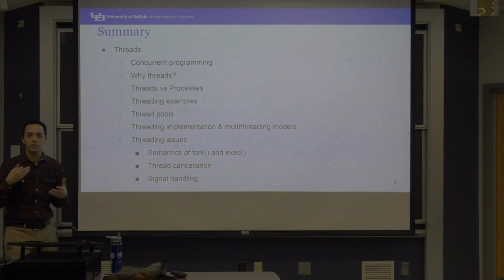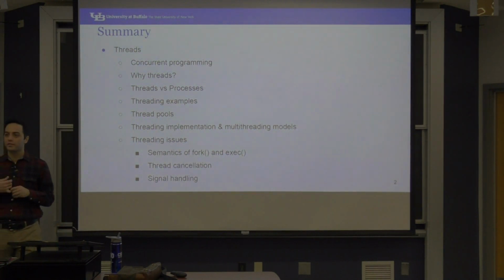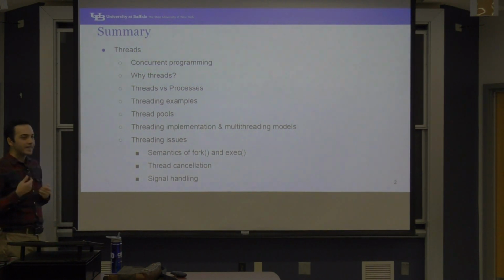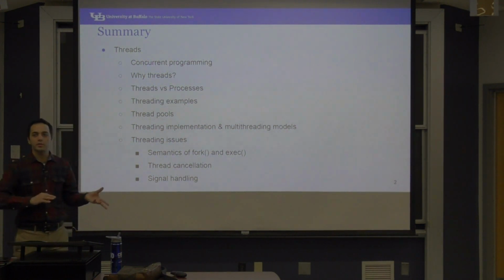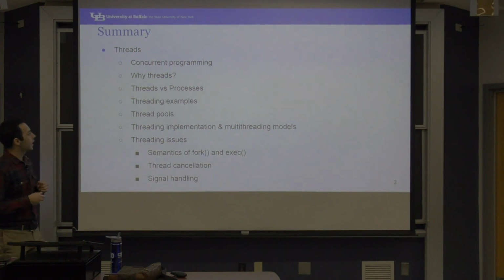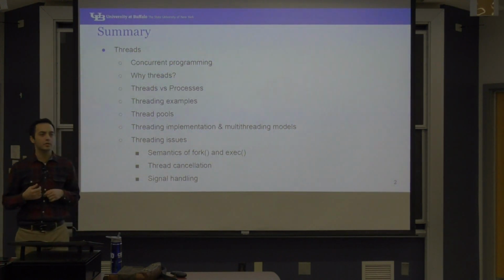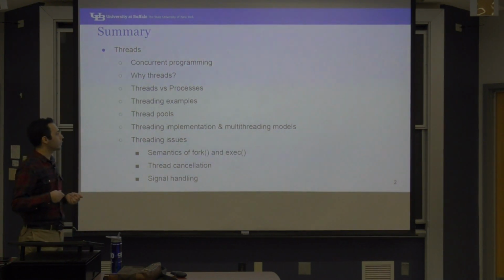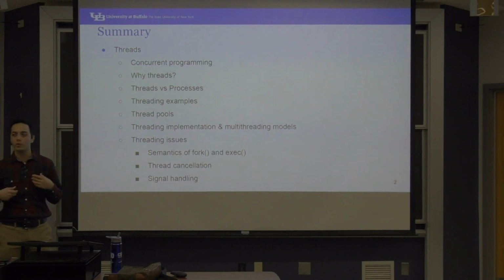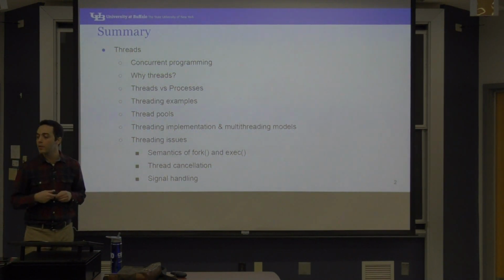We went over what is concurrent programming and why threads are defined the way they are, why we need them. Threads and processes and the differences between having multiple threads or having multiple processes. Threading examples and thread pools. There are a couple of examples, like for web servers and editors, and what a thread pool is and why we need them or why we use them. What are the benefits of using one?